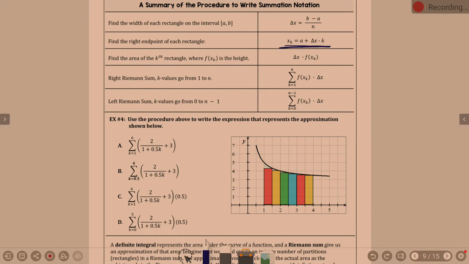To find the area of the kth rectangle, so this is what will go in your summation, it's going to be the width times the height, right? This is your width times your height. And that's what we just did on that last example.